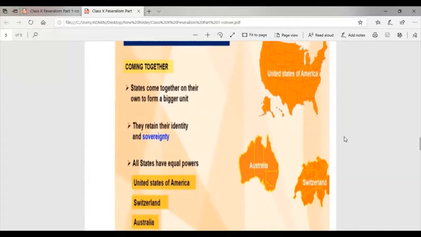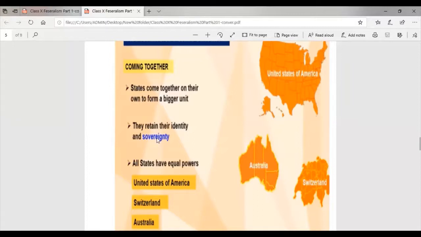They can retain their identity and sovereignty. So that is the benefit when all these states come together on their own and form a bigger unity, they can retain their identity and sovereignty. It means all the 50 states retain their identity and sovereignty. Sovereignty means the supreme authority.